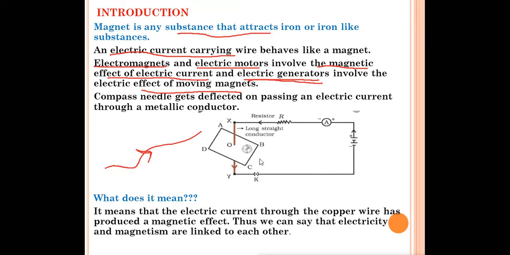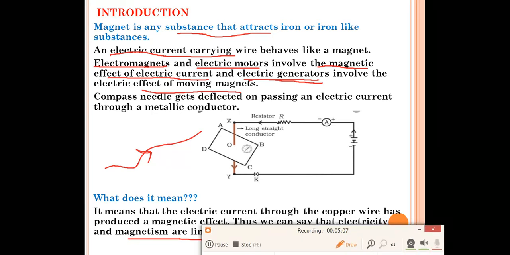Whenever the electric current passes through this wire, suppose this wire is made of copper metal, some magnetic effect will be produced. Thus we can say that electricity and magnetism are linked to each other. Because of the production of the magnetic effect, the compass needle is getting deflected. So through this experiment, we can say that electricity and magnetism are linked to each other.